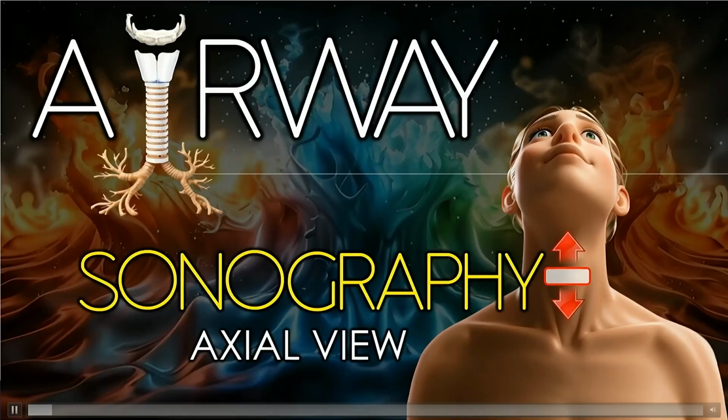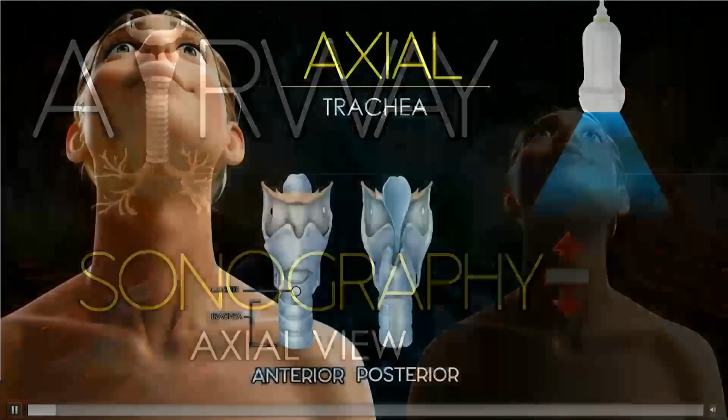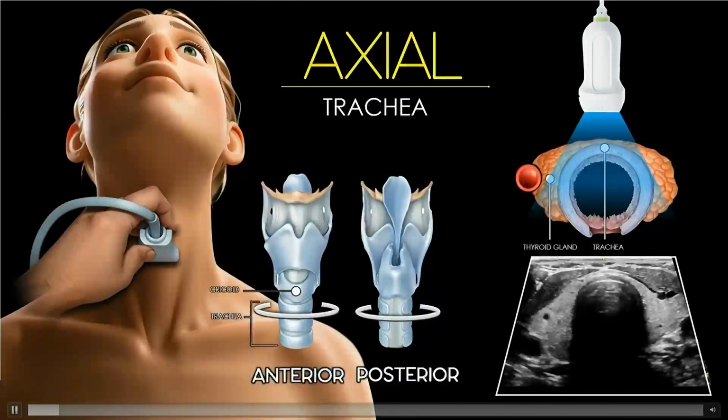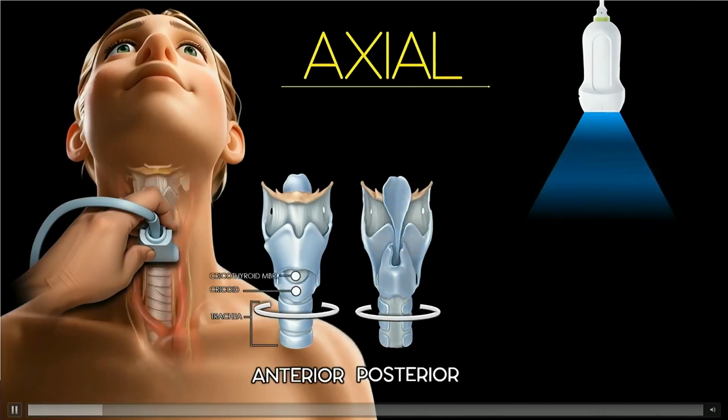A high-frequency linear transducer is typically used. In an axial ultrasound view, the trachea appears as a round or oval hypoechoic structure in the midline of the anterior neck, with the cartilaginous rings forming anterior arcs that produce posterior acoustic shadowing. The anterior tracheal wall shows a bright echogenic line due to the air-mucosa interface. Superficial to the trachea, the infrahyoid strap muscles and the thyroid isthmus may be visible.